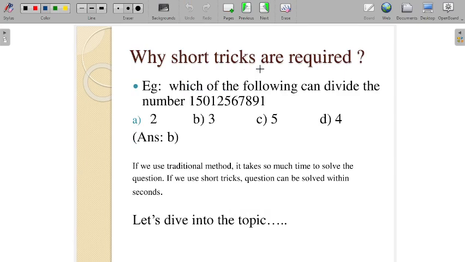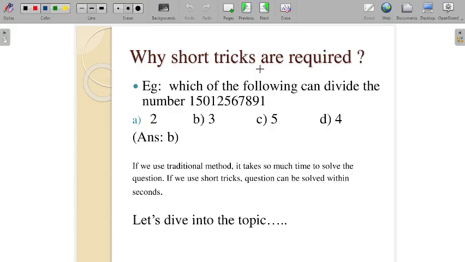Here is an example. Which of the following can divide the number 1501256781? This is a 11 digit number. In order to divide this 11 digit number by these options, it takes so much time. So why should we waste time? In competitive examinations, time is so precious. If we learn these short tricks, then we can simply solve these problems within seconds.